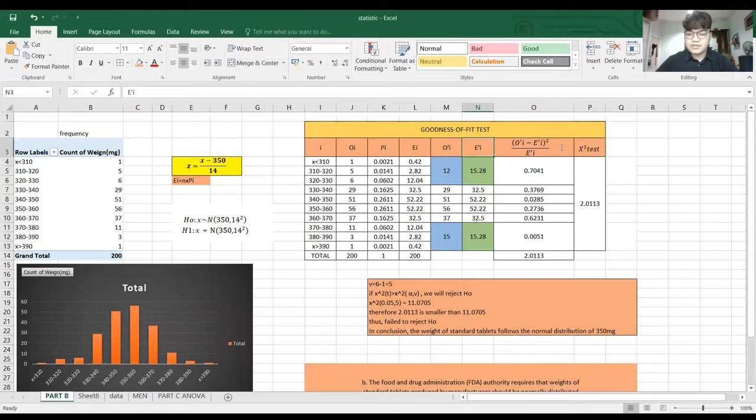The next column is this formula. We're going to find the value by using this formula for each range of data, and we're going to total up the values. We will get 2.0113.